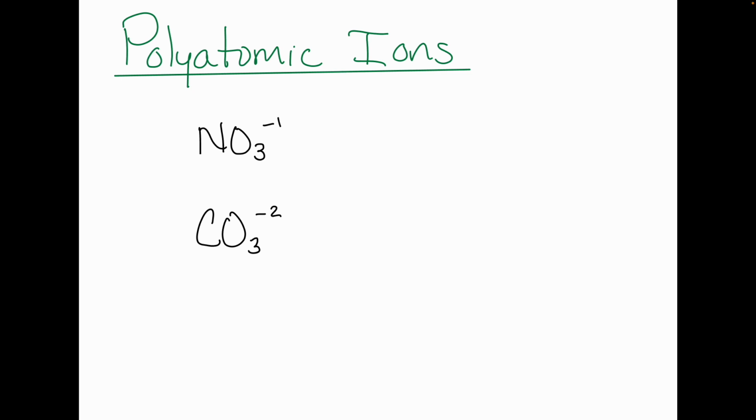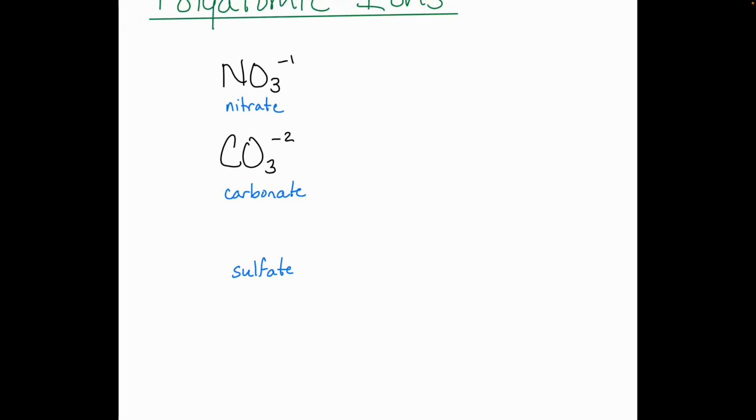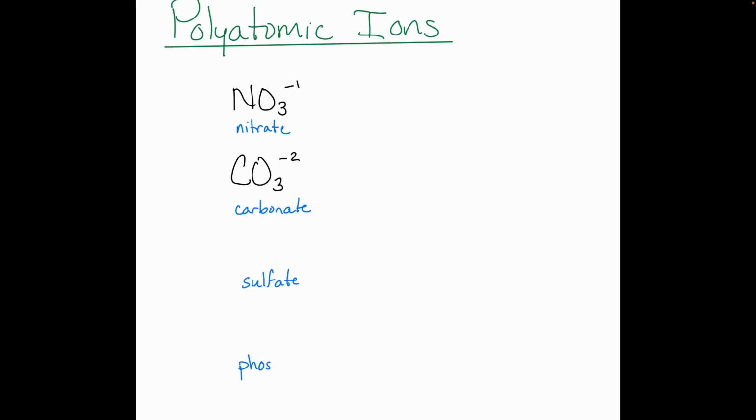Okay, let's see if we can name these here. What's that first one? Nitrate. So these are going to be all of our -ates. This one is carbonate. See if you can give me sulfate and phosphate. So sulfate is SO4 -2, and phosphate is PO4 -3.